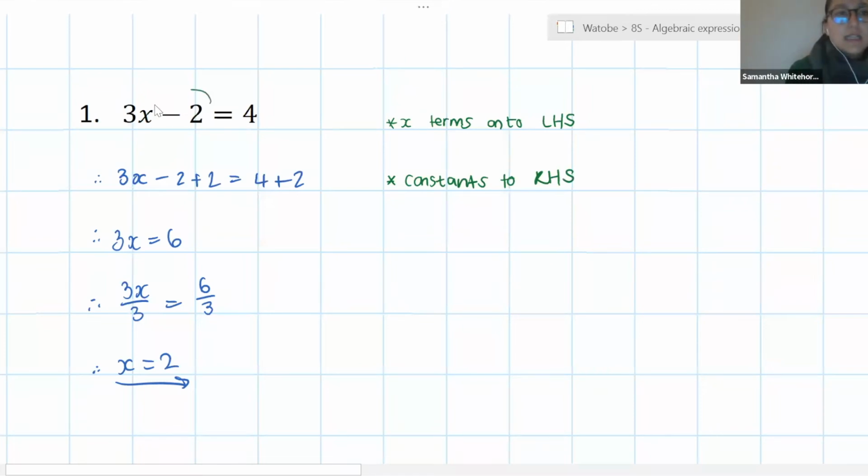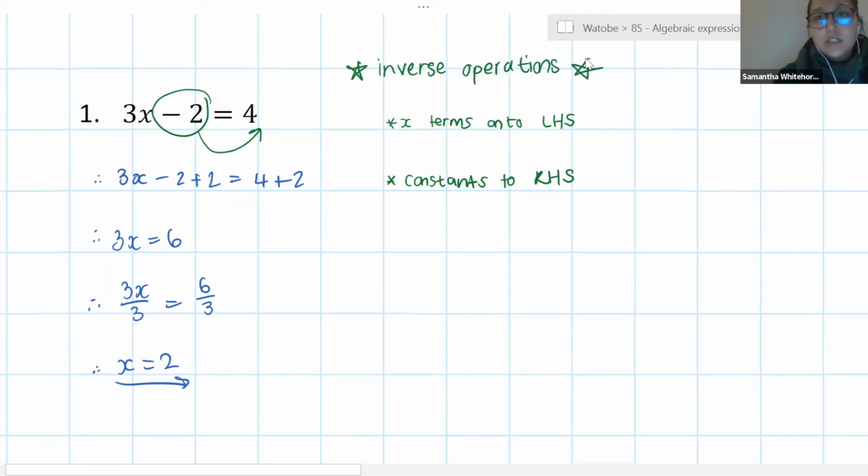So this minus 2, I somehow want to get to the right. The only way for me to do that is to use inverse operations, the opposite operation. So in order to get the negative 2 over, I have to do the opposite, so I have to plus 2. That's when the student said plus 2 on both sides. You don't have to write the plus 2 on both sides like I did. If you're happy to do it in your head, that's absolutely fine. So what we now have on the left-hand side is 3x, and on the right-hand side we've got 6, because 4 plus 2 is 6.